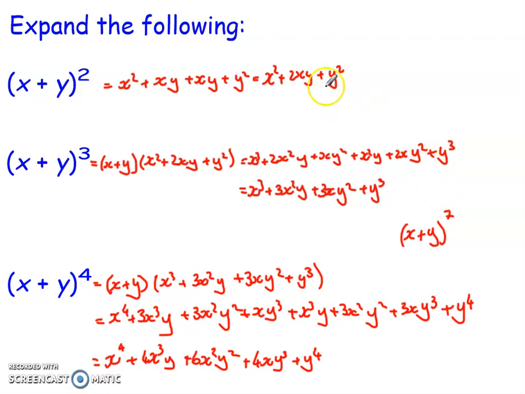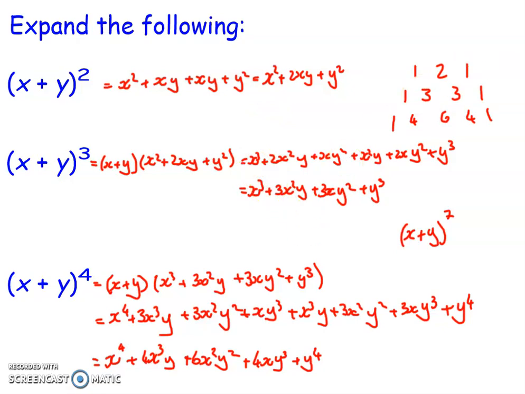One thing to look at is the coefficients. The coefficients of the x squared expansion, I've got 1, 2, and then 1. If I look at the coefficients of the cubed expansion, I've got 1, 3, 3, and 1. And then if I look at the coefficients of the fourth power, I've got 1, 4, 6, 4, 1. That there is Pascal's triangle. So the coefficients of the brackets are actually built up in stages like Pascal's triangle.